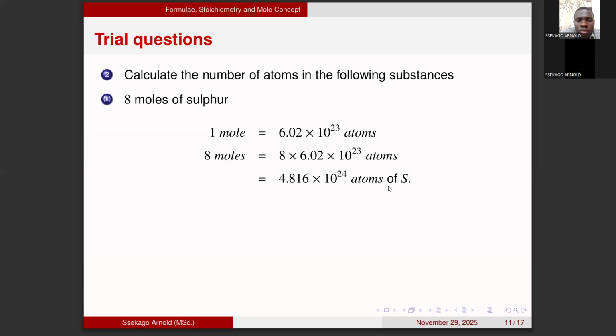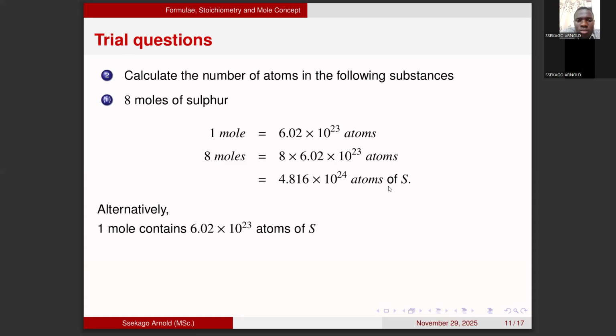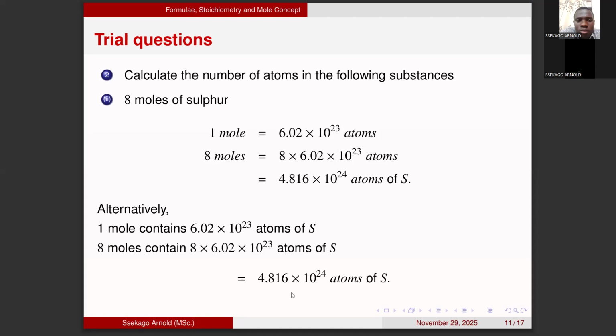Alternatively, this also has a technical approach. Here the technical approach still says that 1 mole contains 6.02 times 10 power 23 atoms of sulfur. What of the given moles? The given moles in this case are 8 moles. The 8 moles contain 8 times 6.02 times 10 power 23 atoms of sulfur. And computing that, we obtain this as the number of atoms of sulfur. That is for Roman 2.